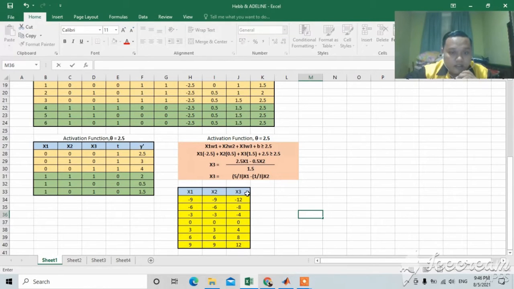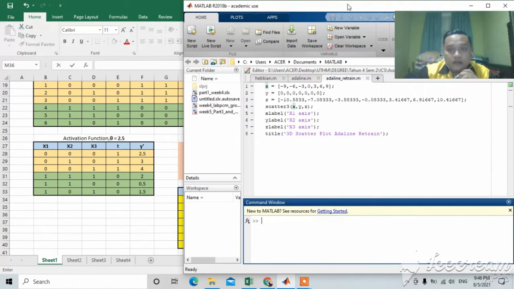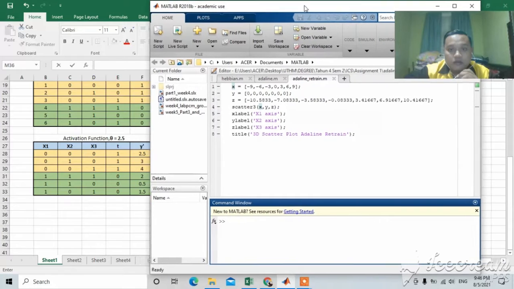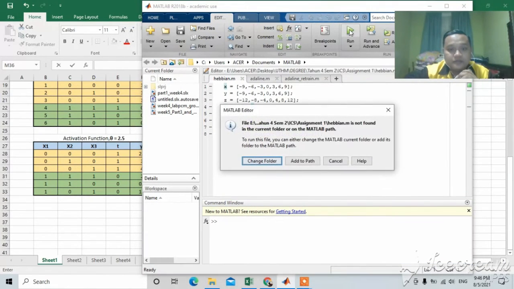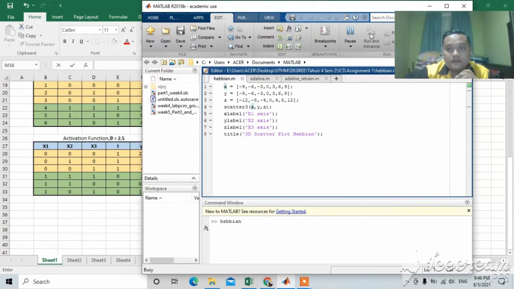And this is the unknown that we use. Each x1 and x2 is the same, which is negative 9, negative 6, negative 3, 0, 3, 6, and 9. And the observation is on the x3, to know the value of x3. Now we go to Matlab to see the graph, and we run the code. This is the Hebbian one right here. We run at the path.